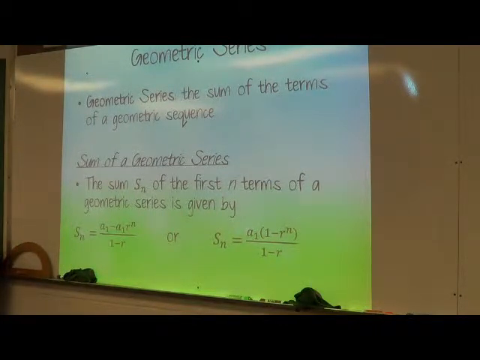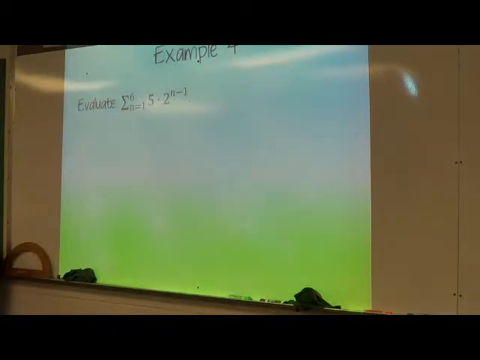And then the second one is S sub n equals a sub 1 times (1 minus r to the n) all over 1 minus r. So it's really the same equation, where that a sub 1 has been factored out. So again, either one will give you the same exact answer.